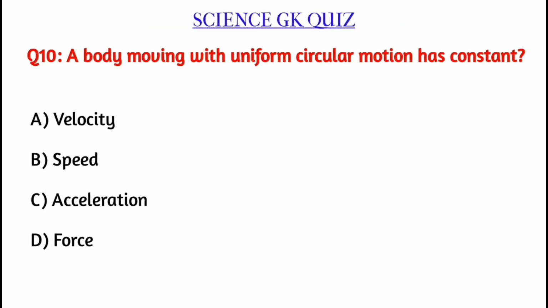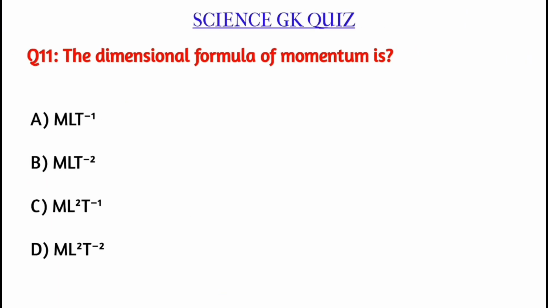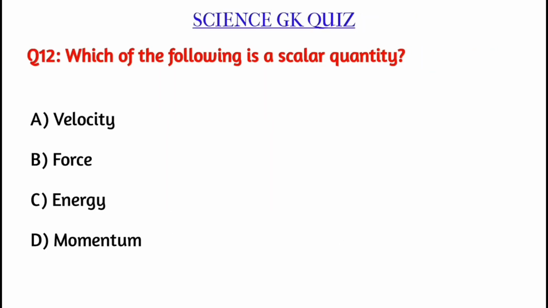A body moving with uniform circular motion has constant... answer B, speed. Question number 11. The dimensional formula of momentum is... answer A, M L T to the power minus 1. Question number 12. Which of the following is a scalar quantity?